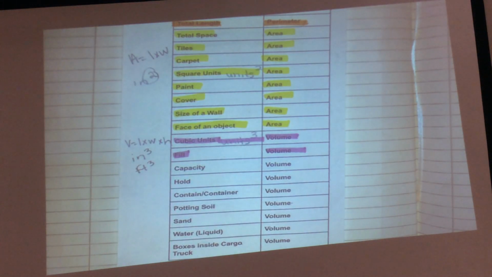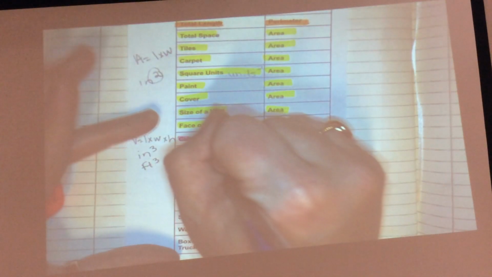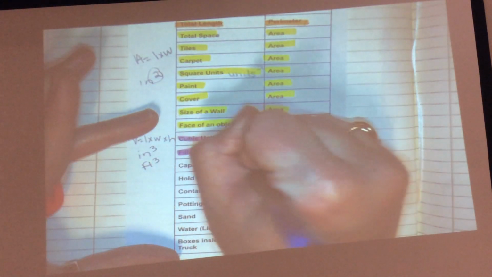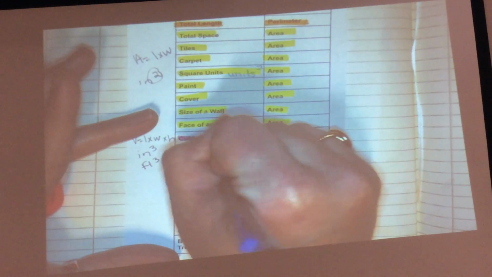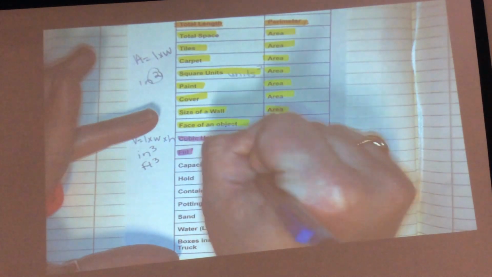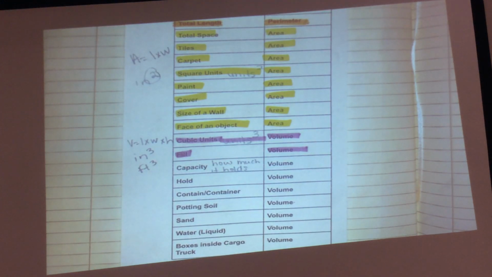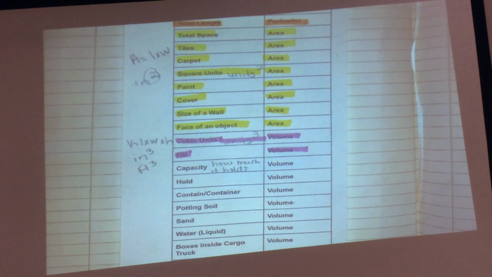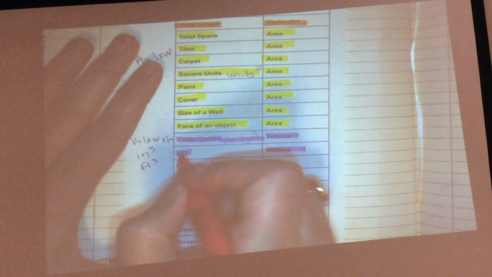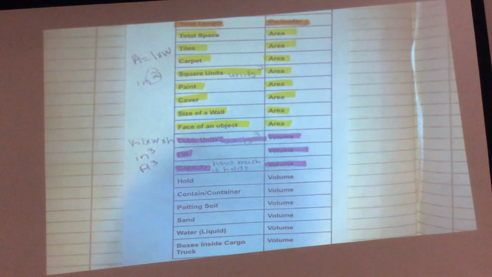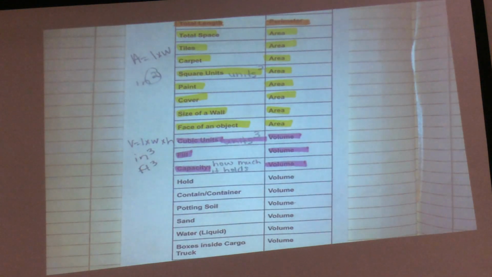Capacity, do you know what that is? It's the amount of things something can hold. Can my desk, that's a flat surface, hold water in a certain spot? No. You need a 3-dimensional figure that's going to hold something. So capacity is how much something holds. You're finding volume. If capacity is having something hold, the word hold is going to mean finding volume.